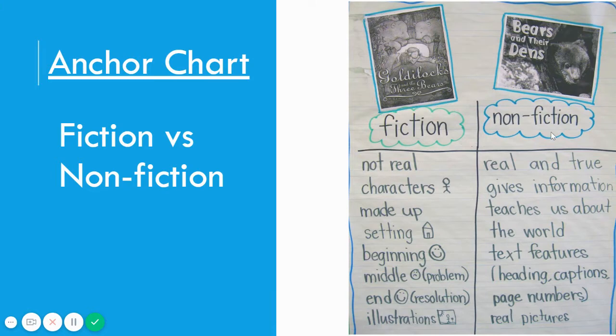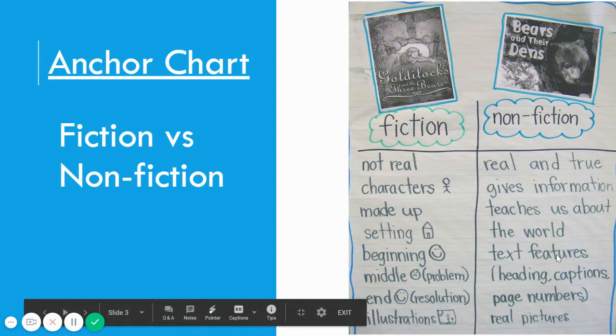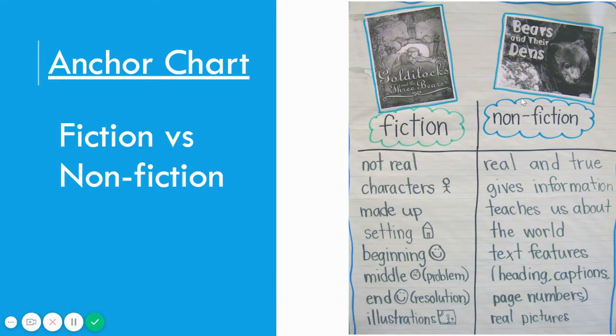On the right side, we have nonfiction books. We know that nonfiction books are real and true. They give us information, teach us about the world. They have text features, including a heading, captions, page numbers, and real pictures. An example of a nonfiction book would be Bears and Their Dens.